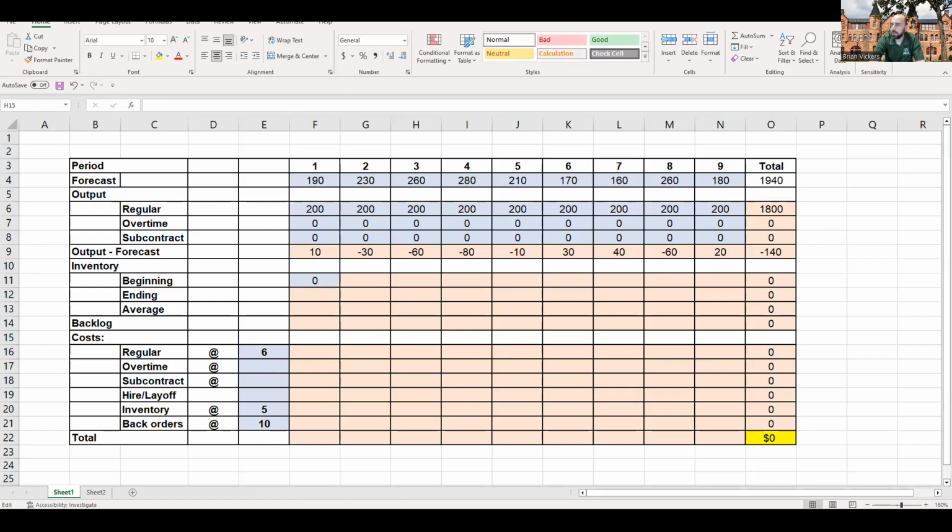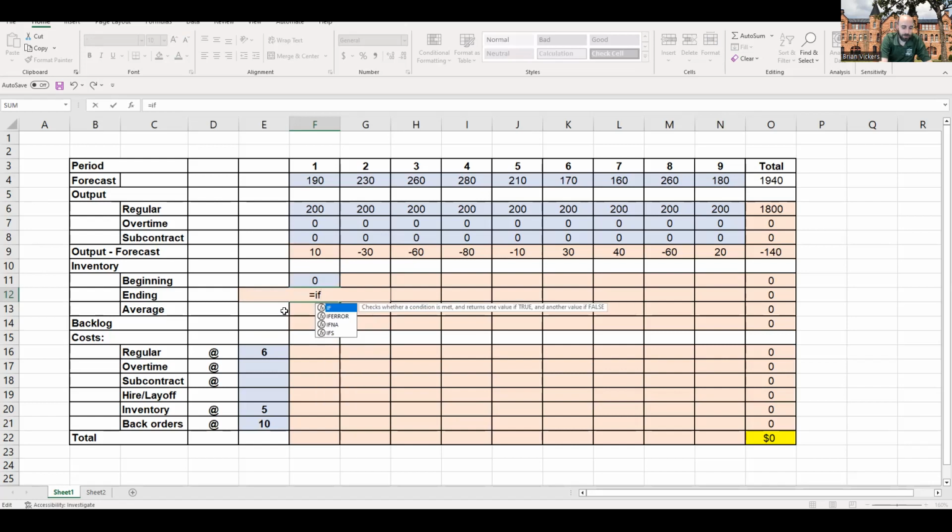If output minus forecast. Yes, I'm missing beginning inventory in the formula. Here we go. So if beginning inventory plus output minus forecast minus backlog. I was missing something here. All right, so if the amount, the 10, the excess amount I have plus whatever inventory I had left over minus the backlog, if that value is greater than 0, I think I need 2 parentheses here. I do.